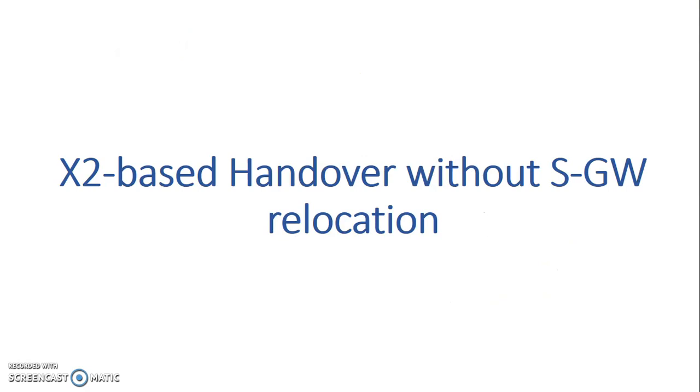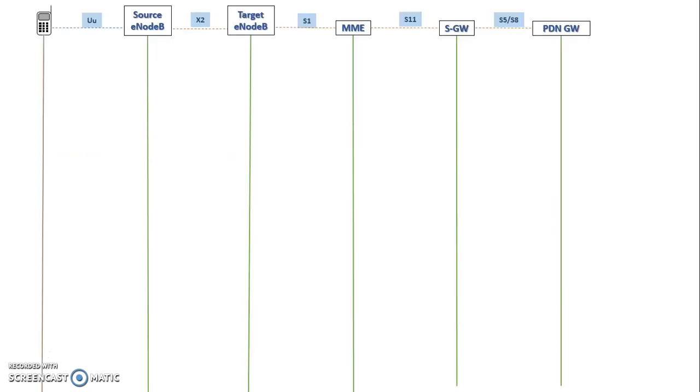Let's start with X2 based handover without serving gateway relocation. In this procedure, a handover of UE from a source eNode B to a target eNode B using the X2 interface without changing the serving gateway or MME. This procedure can only be achieved if there is direct connectivity between source and target eNode B.